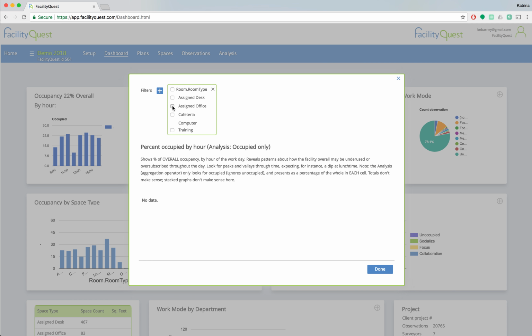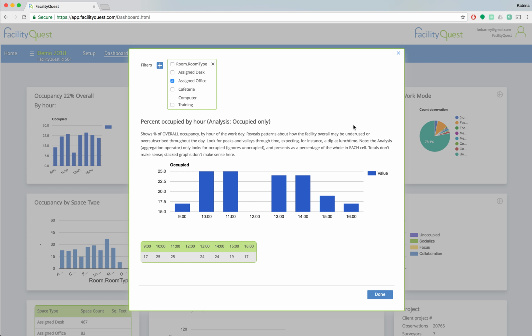So let's change this and look at assigned offices instead. And again, the average occupancy at its highest is more or less the same as the overall occupancy, with a bit more of a dip here at 9 a.m. But then what's interesting is you can see a dip here in the afternoon, dipping down to only 19% at 3 o'clock and 17% at 4 o'clock. So this is showing that these private offices really are not very well utilized towards the end of the day, and this begins to suggest an opportunity for perhaps different ways that these offices could be addressed.